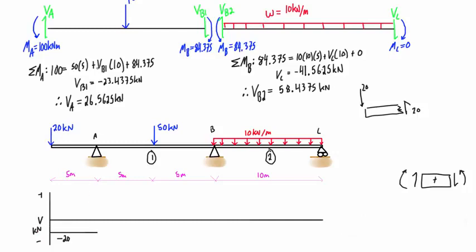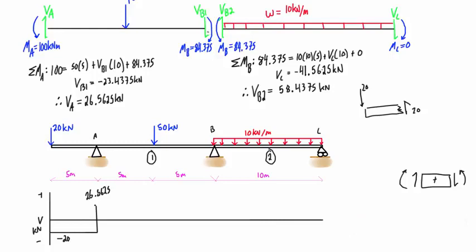Now we can talk about the information that we found for what's going on inside the span. We figured out that just on the far left-hand side of span number 1, the internal shear was a positive 26.5625 kilonewtons. So that is just to the right of point A. Let's connect these, and label this as positive 26.5625 kilonewtons. All right, so that's the shear there.